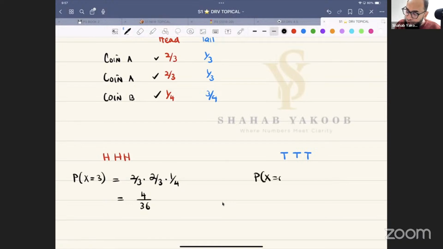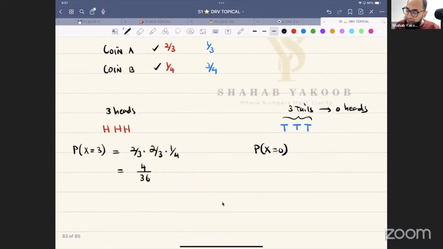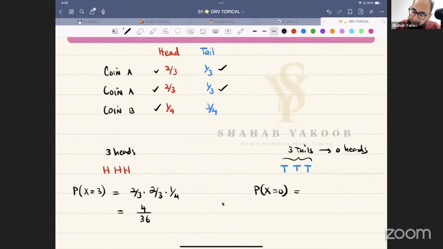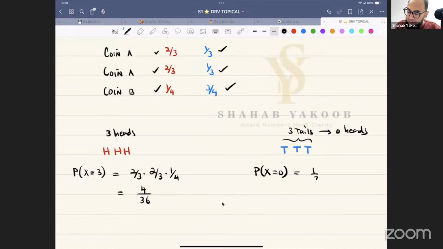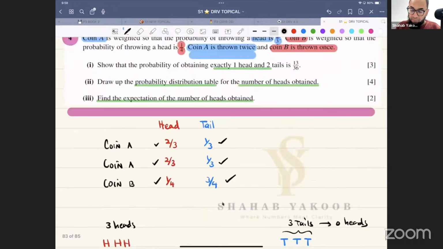Probability x equals 0. 3 tails is 0 heads. That is this and this and this: 1/3, 1/3, 3/4. That comes out to be 3 over 36. These two are the easier ones.